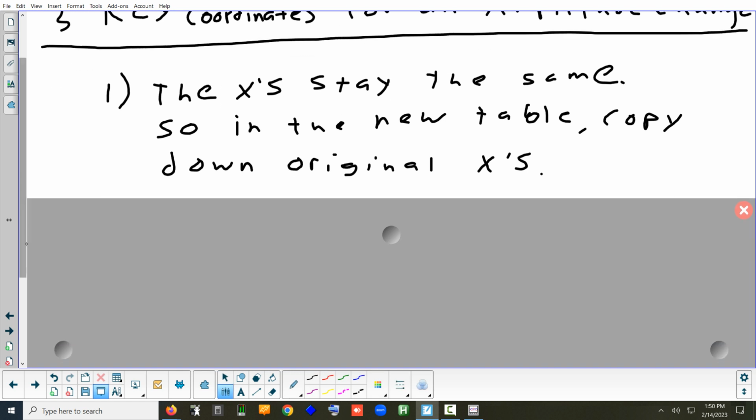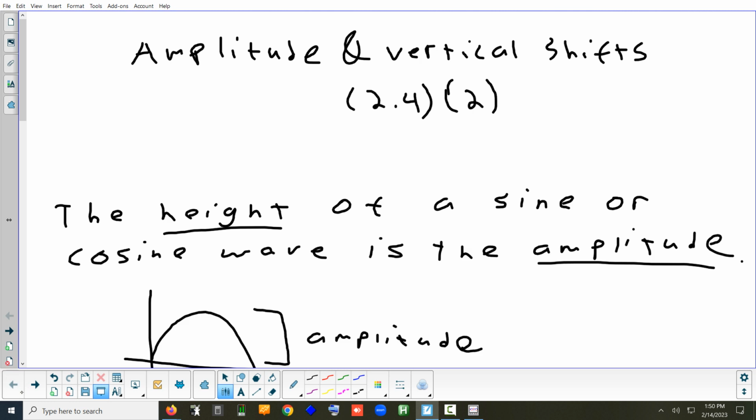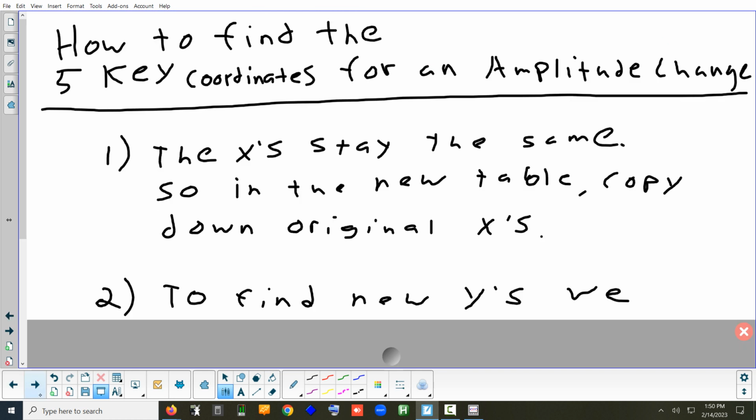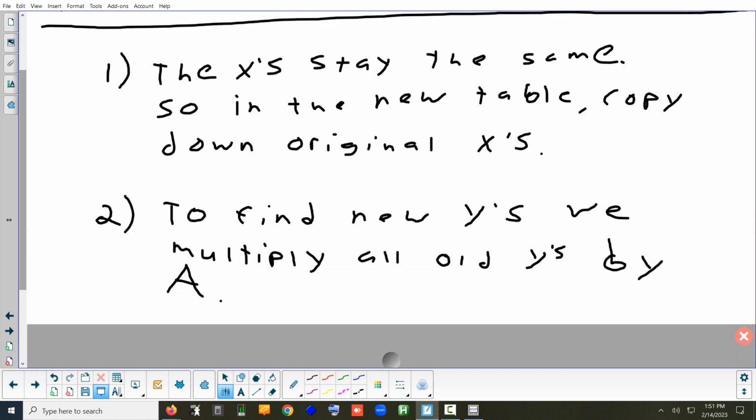So if the x's are going to stay the same, then it's the y's that are going to change. To find the new y values, all you have to do is take the number that's in front, which we call a, and multiply all the old y values by the number that's in front. Notice here, I didn't say anything about absolute value.